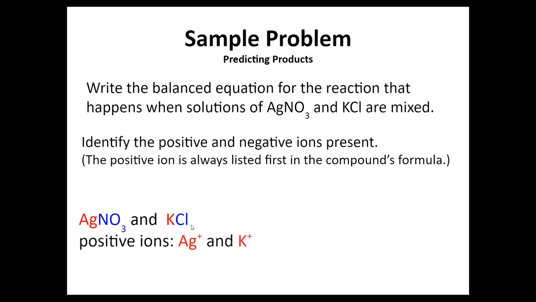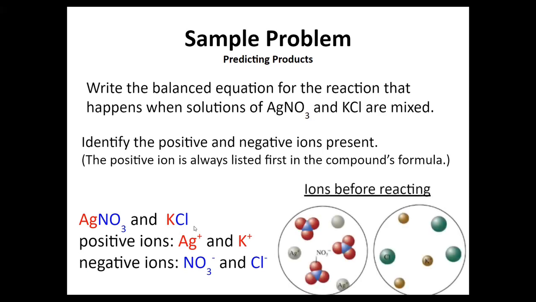So let's list those ions. The positive ones are Ag with a 1+, K with a 1+. The negative ones are NO3 with a 1-, and Cl with a 1- charge. Here's a picture. The pictures are optional. As far as I'm concerned, you're welcome to draw the pictures if that helps. You're not required to draw them.